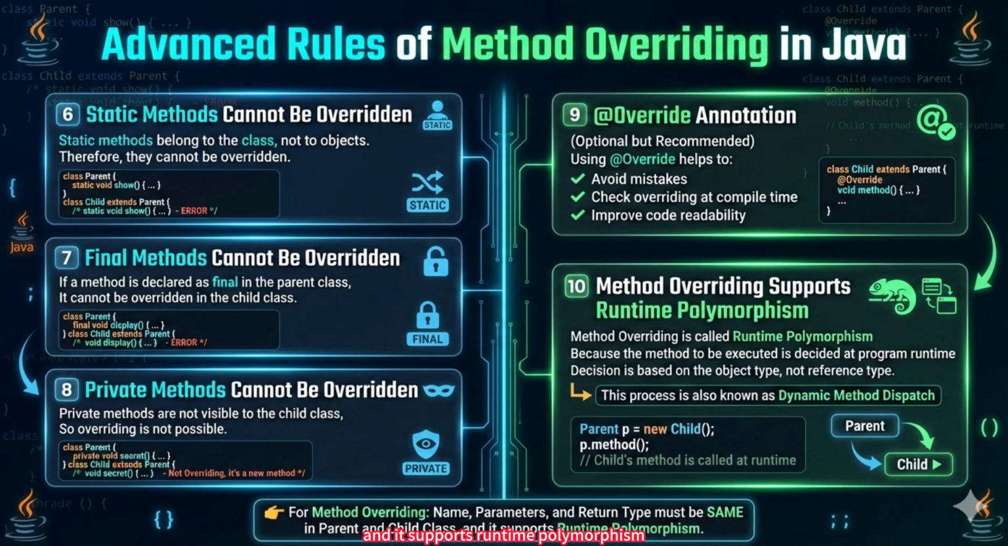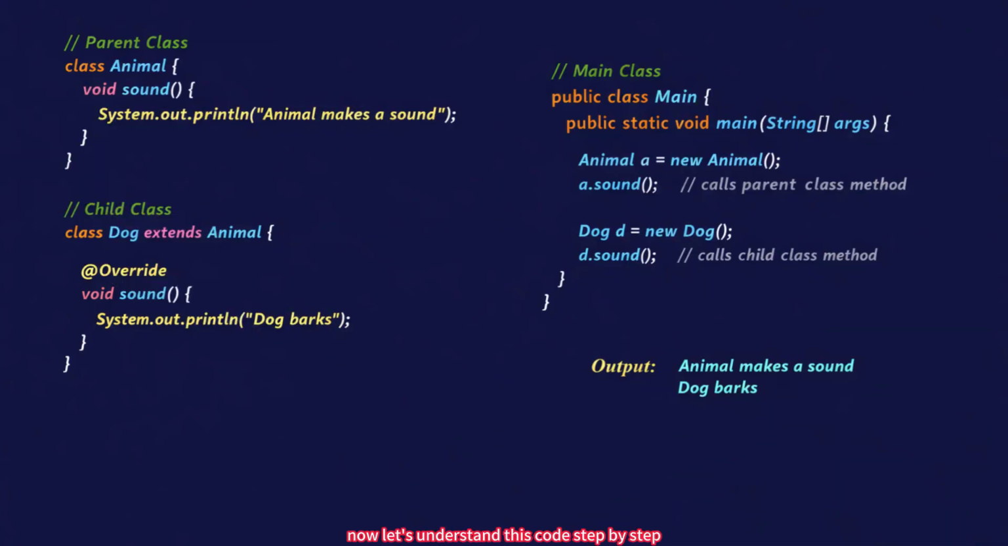Now let's understand this code step by step in a very simple way. First, we have a parent class called Animal. Inside this Animal class, we have a method called sound. The return type of this method is void. And it prints, Animal makes a sound. Now, we create a child class called Dog. This Dog class inherits the Animal class using the extends keyword. So, class Dog extends Animal. Means Dog is the child of Animal.